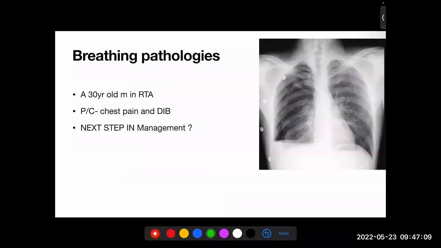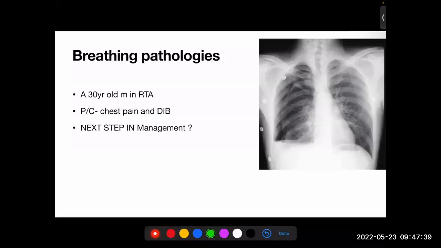We have a 30-year-old male who was involved in an RTA and came complaining of chest pain and difficulty in breathing. What's the next step in management? What is your diagnosis, first of all? Pleural effusion? A pneumothorax. I like the fact that people are starting to pick correct answers.